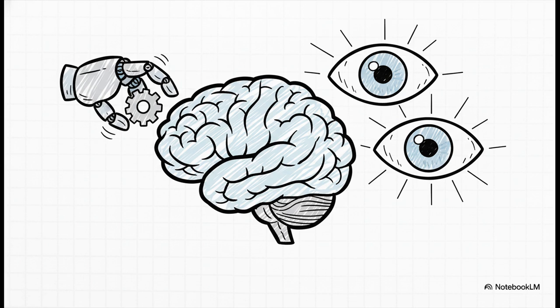I love this analogy because it just makes so much sense. The model is the brain, right? It's doing all the thinking and the planning. But without tools, it's like a brain in a jar. Tools give that brain hands to interact with things and eyes to see what's happening right now.